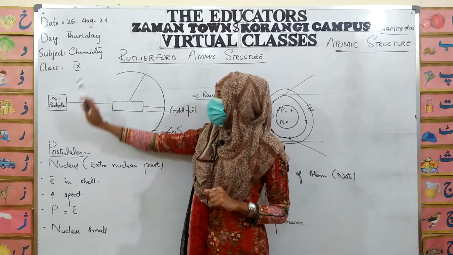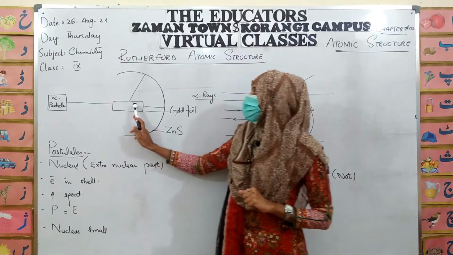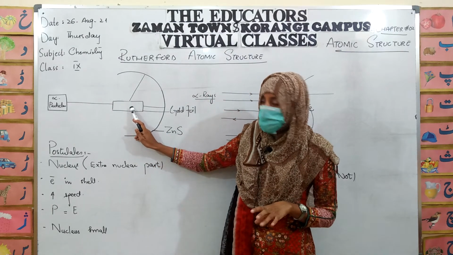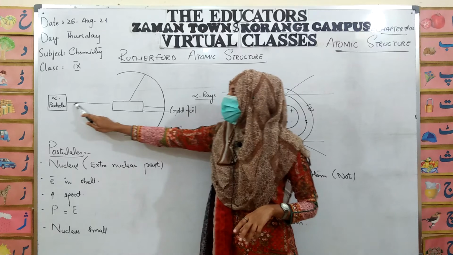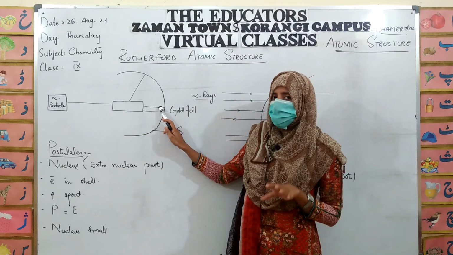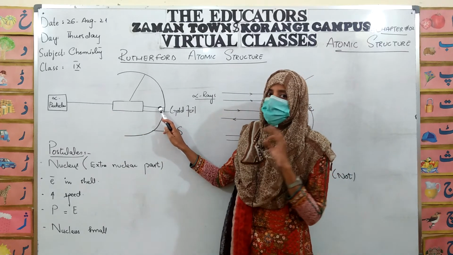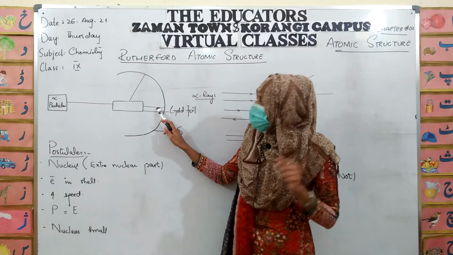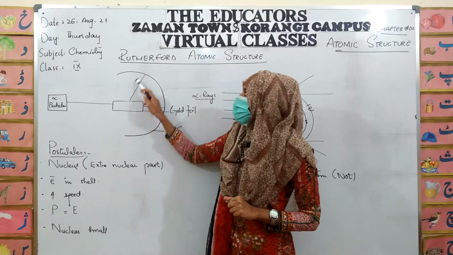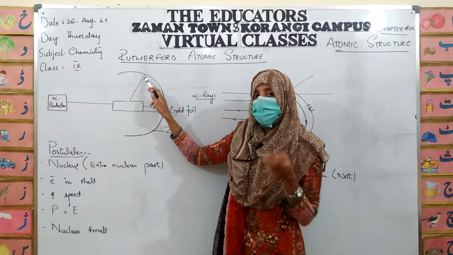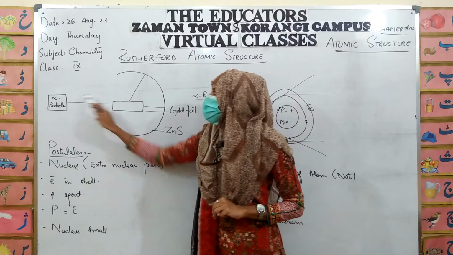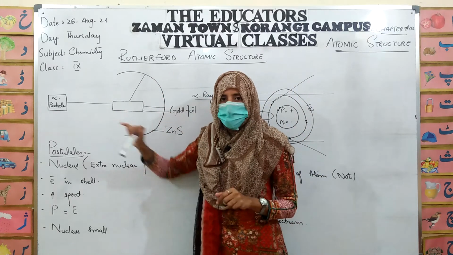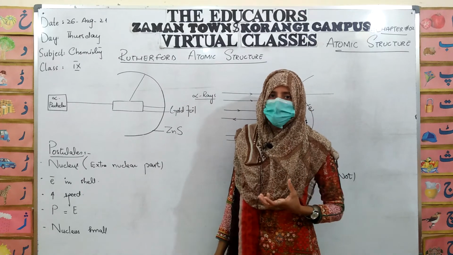Right? So when Rutherford passed the alpha particle through the thin gold foil, he observed that there were some rays which passed straight without any deflection. It means they do not bend. However, there were also some rays which bent at right angle, and there were also some rays which bounced back. Right? So why does it happen?